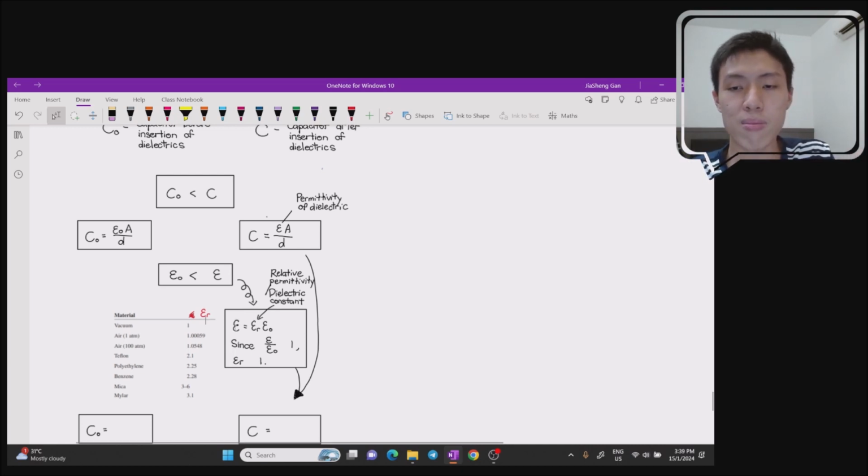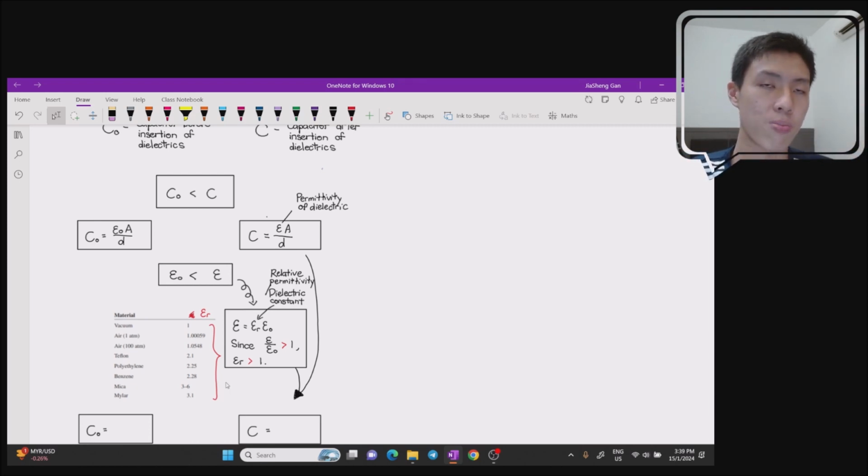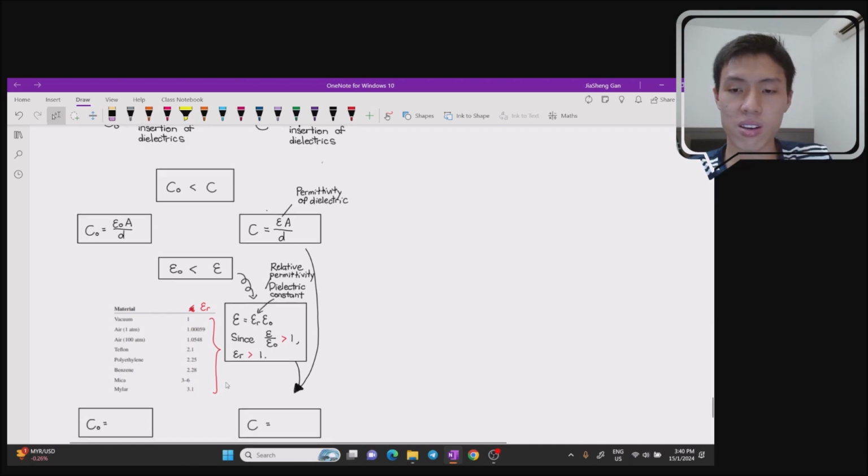So improve means epsilon here will always be larger than epsilon naught. Because epsilon is larger than epsilon naught, if we take epsilon divided by epsilon naught, it will always be a value larger than 1. So epsilon r is always larger than 1, which is what we can see all over here. All these values are always larger than 1 because it can only improve the permittivity compared to the permittivity of free space. You never make it worse than the permittivity of free space. So that's the idea that we want to carry from here.